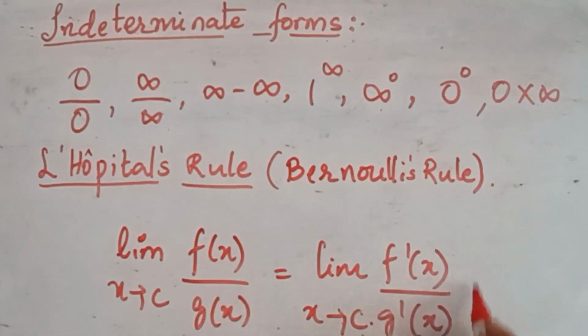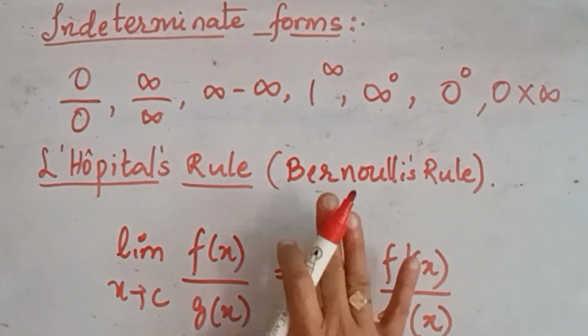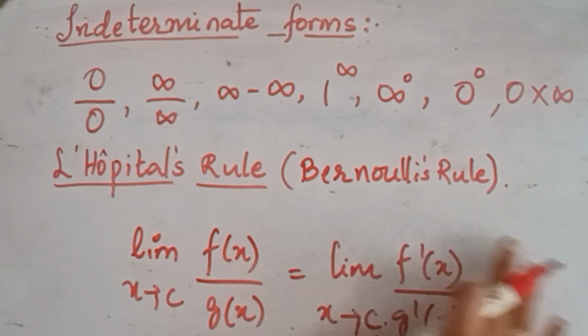In case this value is also indeterminate, then you have to go with the next derivative. This value is the same as the limit of f double dash of x by g double dash of x as x tends to c. So this is the main concept behind L'Hopital's rule. I have not defined L'Hopital's rule formally here. I have just specified the concept of L'Hopital's rule.